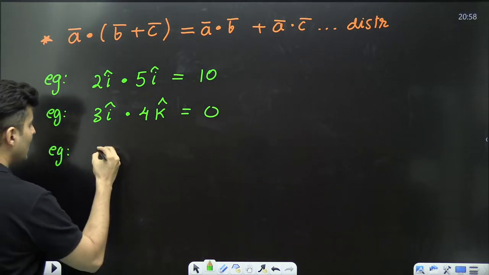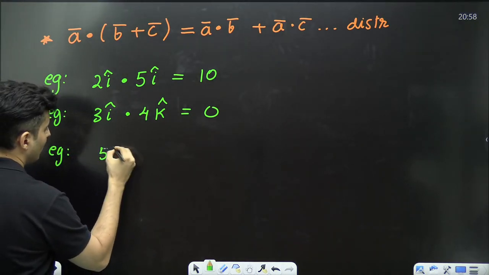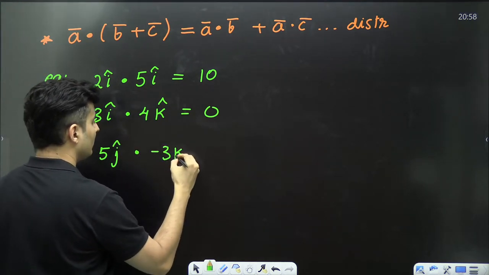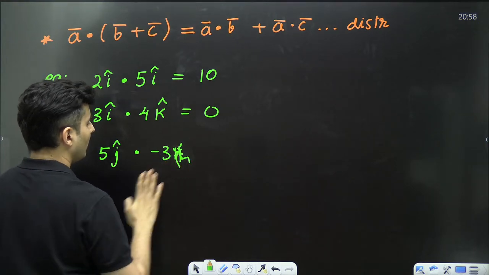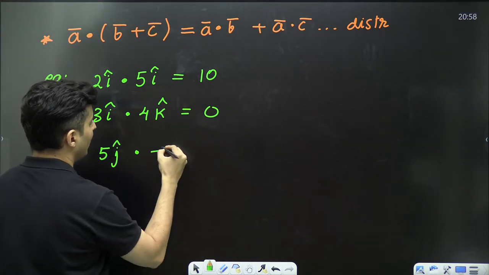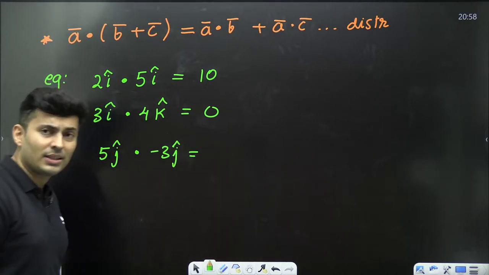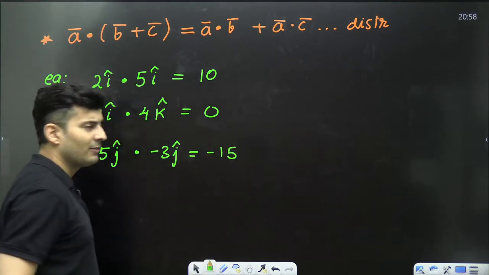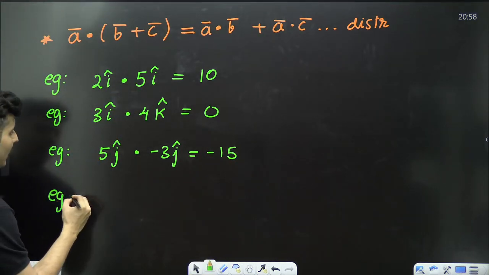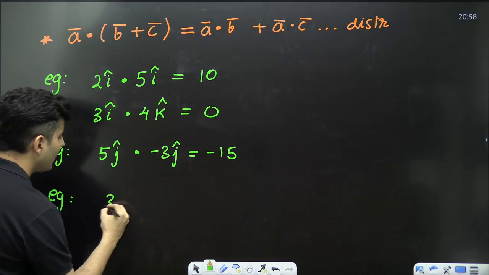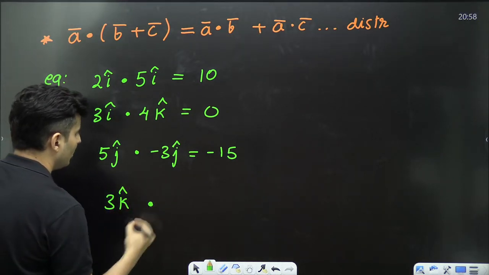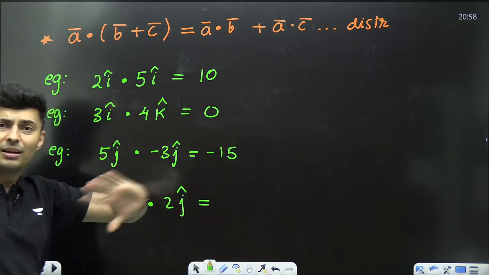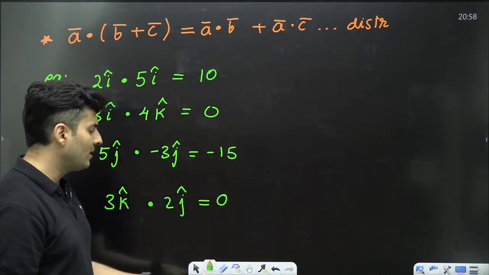Next example. 5 j cap dot minus 3 j cap. What do you think is the answer for this? j into j is 1. 5 threes are minus 15. So the answer is minus 15. As simple as that. Another example, my dear students. If I do 3 k cap dot 2 j cap, what do you think is the answer? K and j are perpendicular, it does not matter. The answer will be a big fat 0.